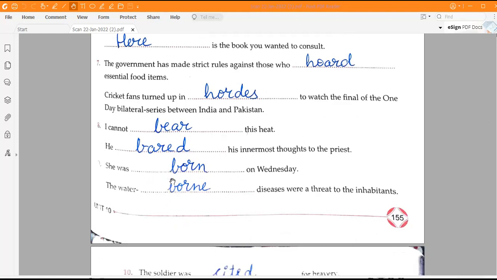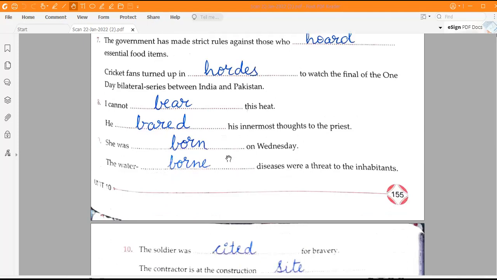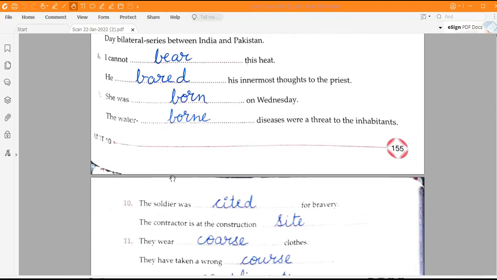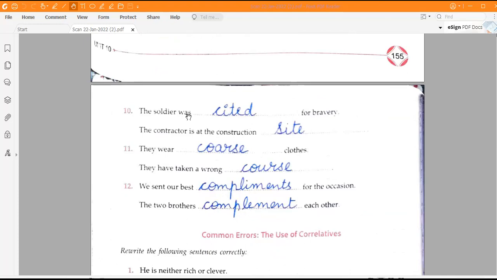The ninth one, she was born on Wednesday, B-O-R-N. The waterborne diseases were a threat to the inhabitants, B-O-R-N-E. 10th one, the soldier was cited for bravery, C-I-T-E-D. The contractor is at the construction site, S-I-T-E.